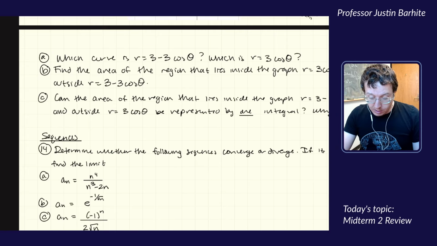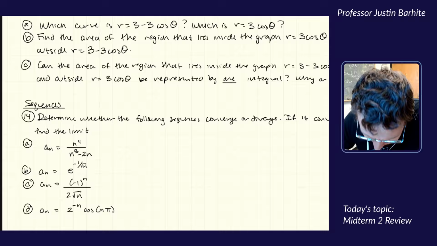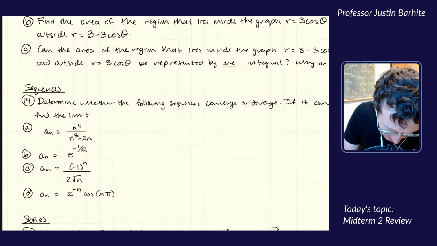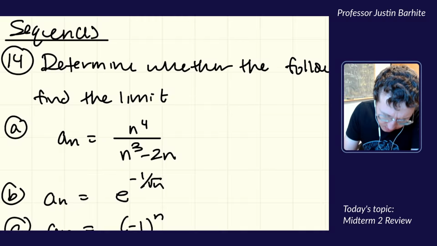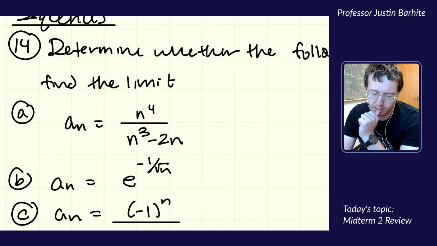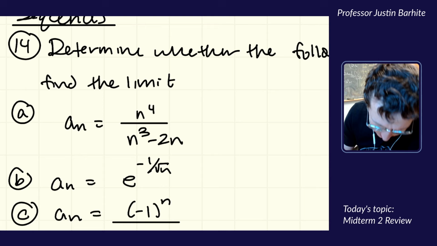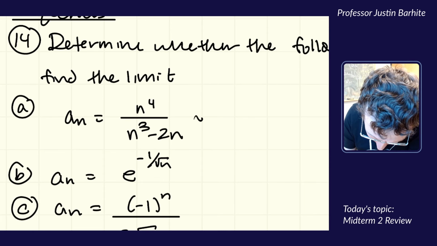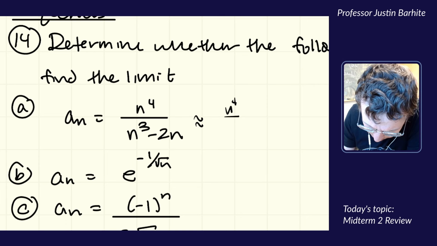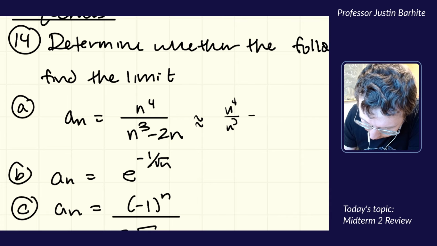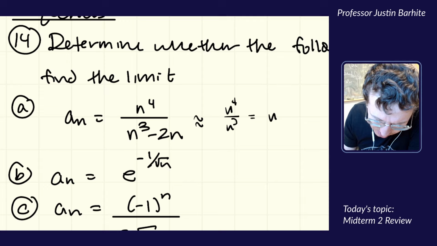Okay, so sequences. We're going to determine whether these sequences converge or diverge. The first sequence here is n to the 4th over n cubed minus 2n. But when n is large, this minus 2n doesn't really matter, so this is approximately n to the 4th over n cubed, which is n.